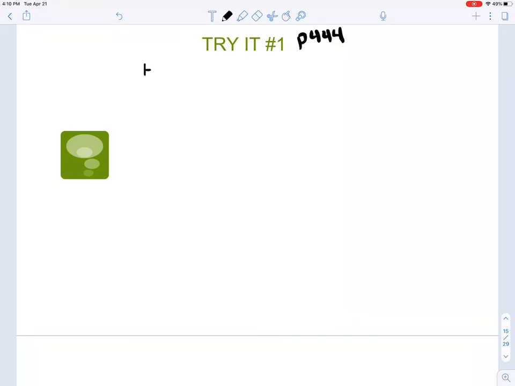So let's write our H sub 0 and our H sub a first. Again, we're talking about whether they are different or not. And the claim is that there is a difference, which would mean they're not equal.